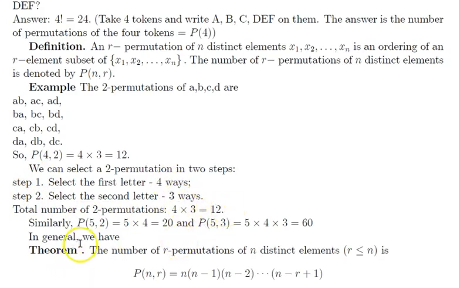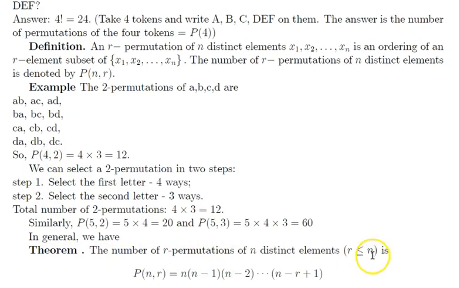Similarly, P of 5, 2 will be 5 times 4, 20. P of 5, 3 will be 5 times 4 times 3, which is 60. Because here we have to perform 3 steps to write the 3-permutations. In general, arguing similarly to this example, we can prove this theorem.